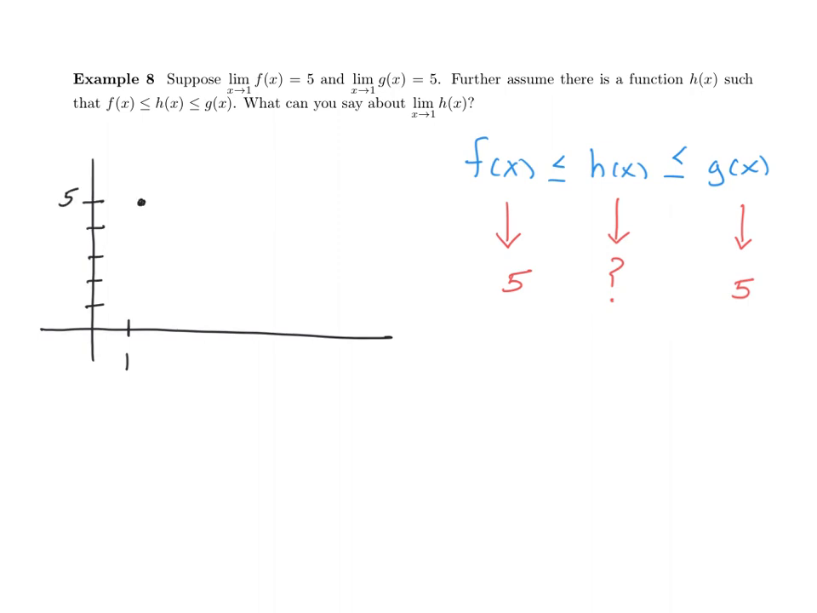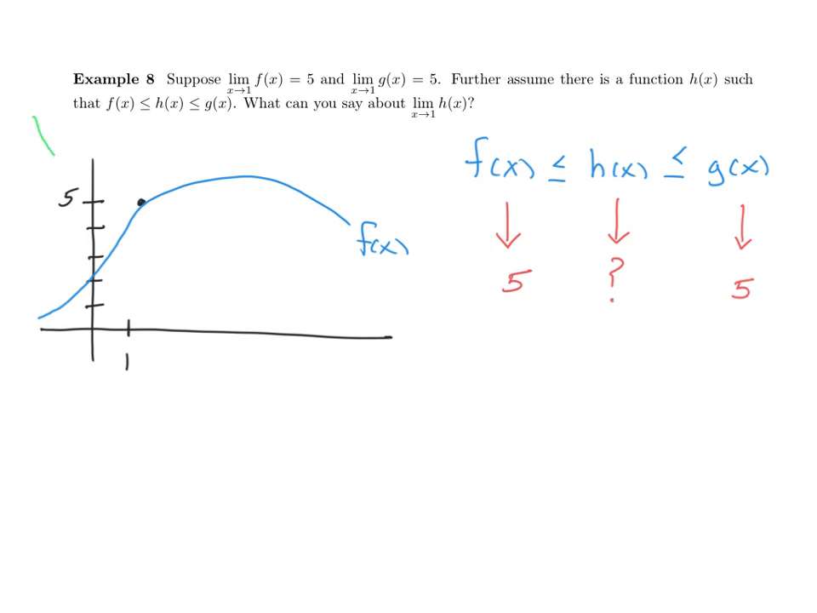If you say that f of x is ultimately less than g of x, you could draw in an arbitrary function for f that looks like this. So here's the function f. It has to approach 5, and maybe it does this over here. So this is f of x. Now, g of x is always greater than f of x, but it has to go to this limit as well. So I'll draw that in too.